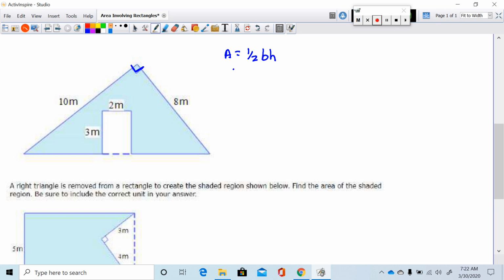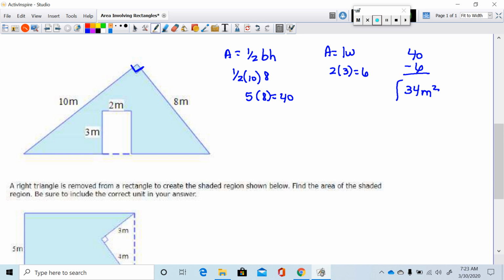It doesn't matter which one's base and which one's height. Just use them both. So I'm going to do 1/2 10 times 8. Half of 10 is 5 times 8 is 40. Now they took out a rectangle, so I need to figure out the rectangle. So 2 times 3 is 6. Since they took out that rectangle, you have to take it out of the triangle. So 40 take away 6 is 34 meters squared because it's area.